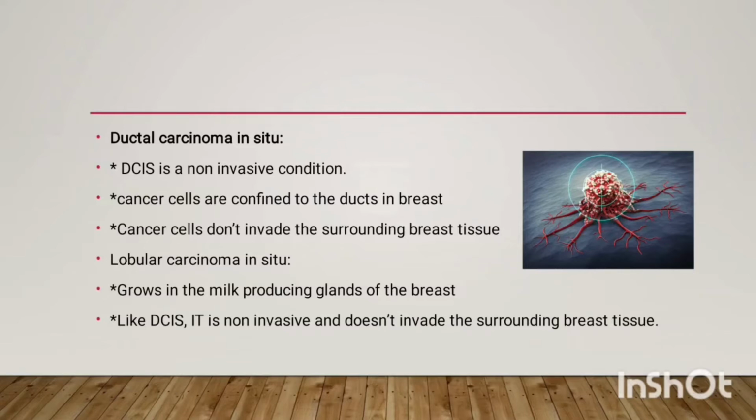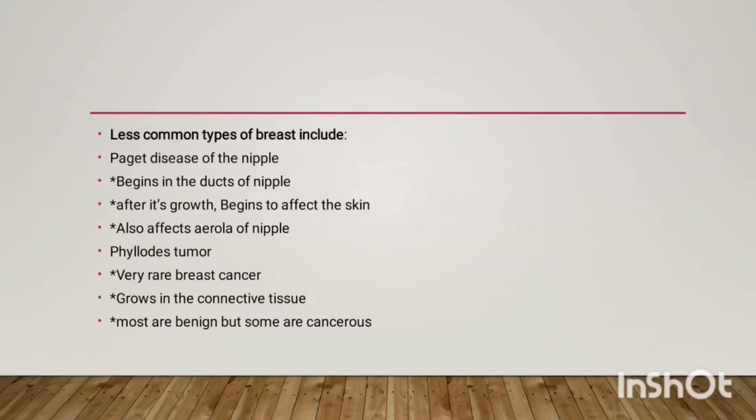There are also some breast cancers that are less common. These are Paget disease of the nipple. It begins in the ducts of the nipple. As it grows, it begins to affect the skin. It also affects the areola of the nipple, so it affects the nipple as well. What are phyllodes tumors? These are very rare breast cancers that grow in the connective tissue. Most are benign, but some are cancerous as well.